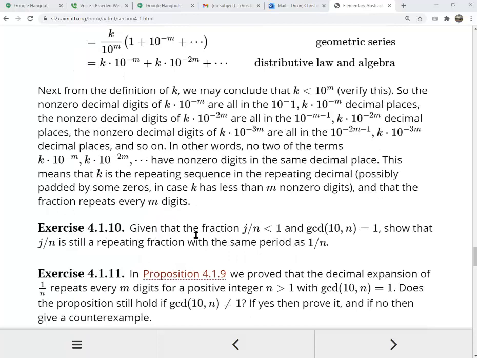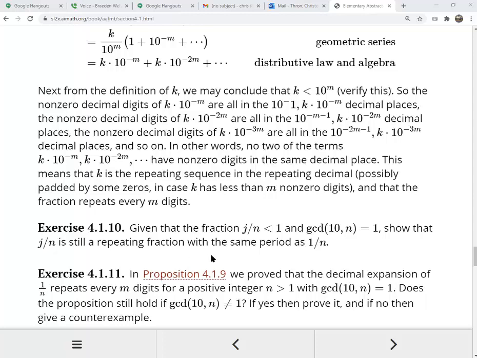The proof we did for 1 over n turns out to extend to any fraction j over n where n is relatively prime to 10. In fact, you can pretty much repeat the same argument to do this.